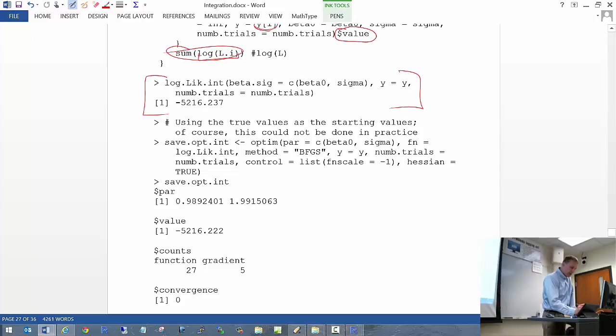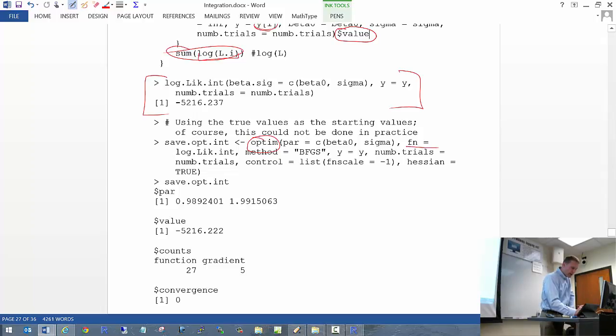Now using optim, I'm going to find my maximum likelihood estimates. So I have some initial estimates for beta 0 and sigma. And I cheated here. I put in what the true values were. That's often what you do at the very beginning, from a teaching standpoint, because you know that this should work out. There are other ways you can come up with starting values if you wanted to.